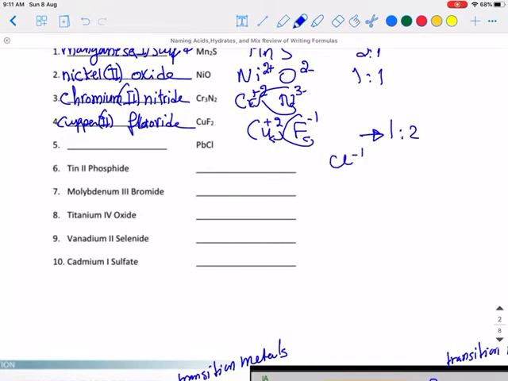PbCl, Cl is group 7, -1. So for the ratio to be 1:1, this should be +1. So this is lead(I) chloride.